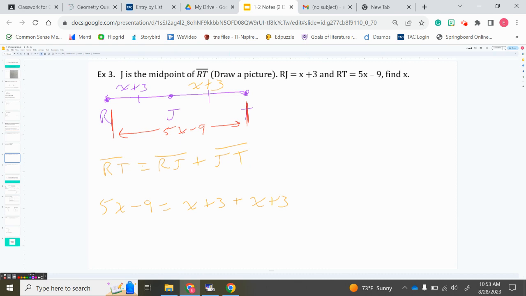So my first step here is going to be to combine my like terms. I'm going to add the x's together and then add the 3's together. That's going to leave me with 5x minus 9 equals 2x plus 6. From here, I want you to solve. Tell me what x equals.